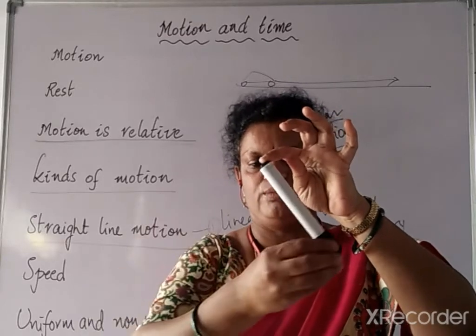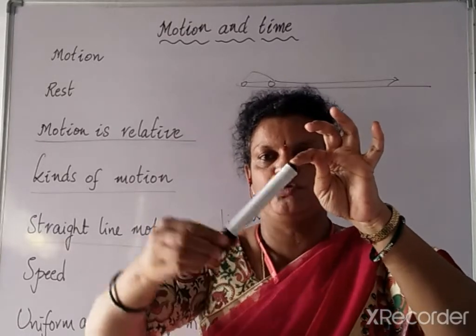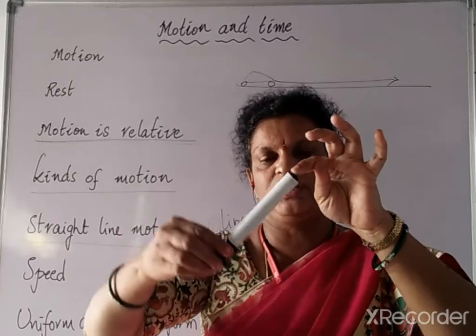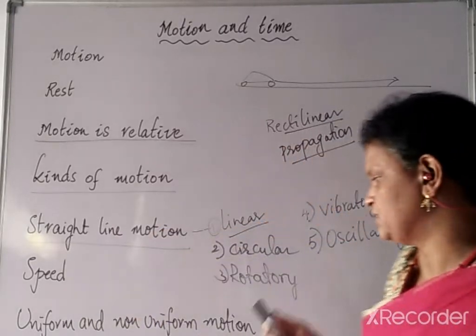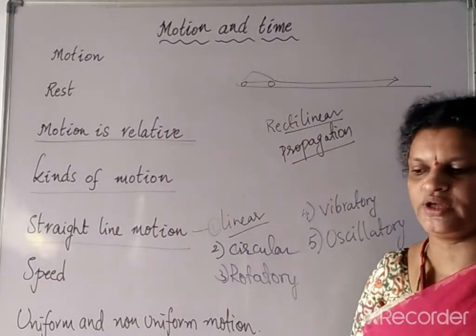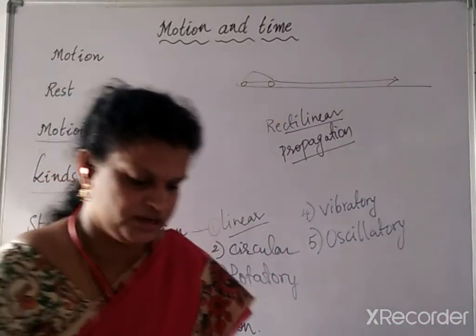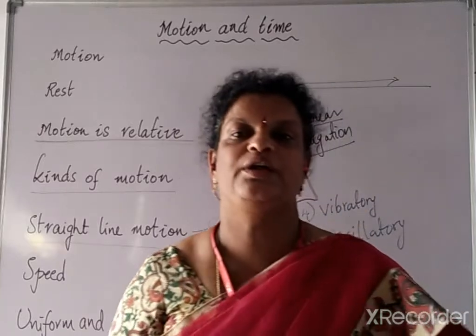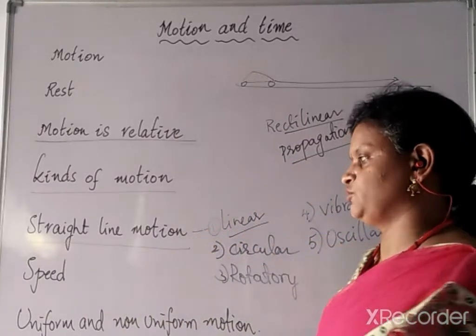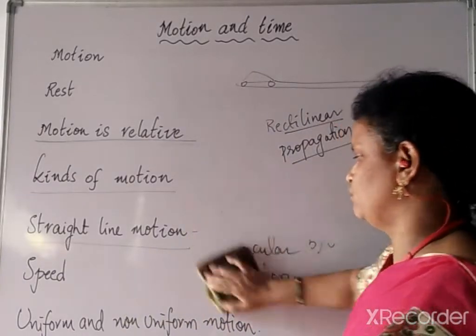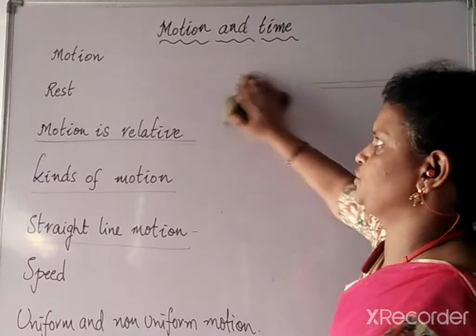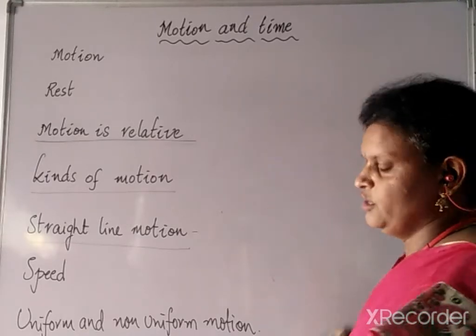So same distance it is going to move to and fro. This movement we can call an oscillatory motion. Like this we have different types of motion. In that, mainly in this lesson we are going to discuss straight line motion or linear motion. So that is our next topic: straight line motion.